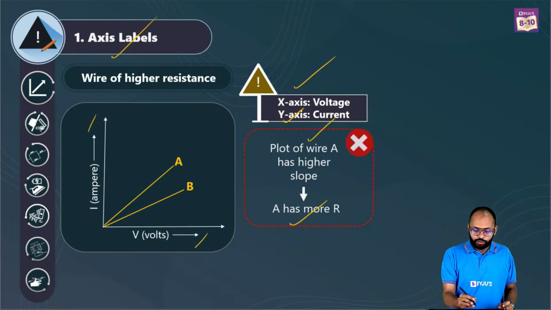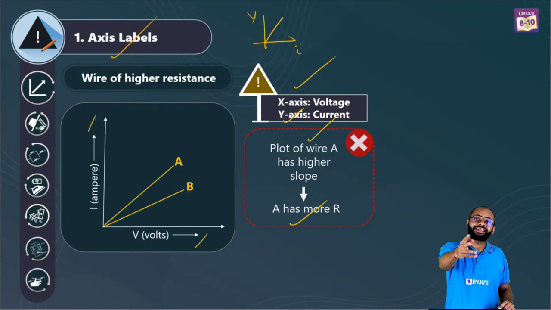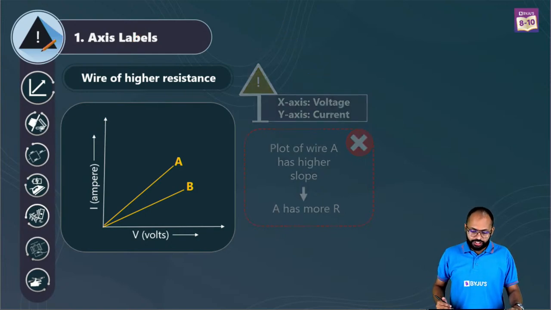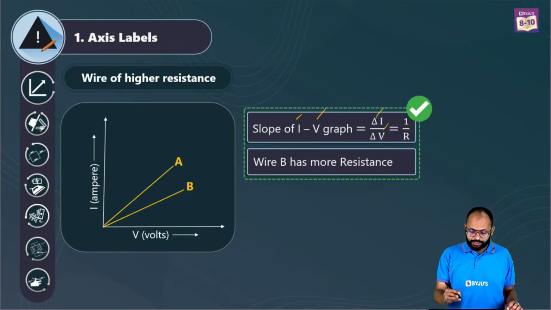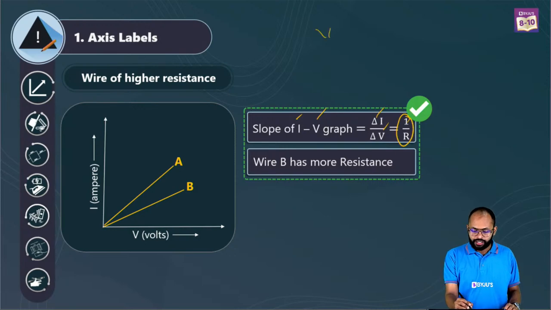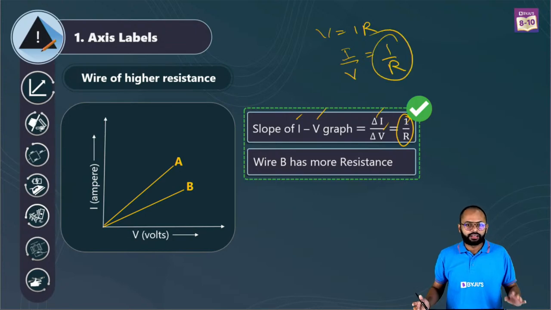Normally, we used to have voltage on the y-axis and current on the x-axis. And that's why we used to say higher slope, higher resistance. But here it is interchanged. If you have an IV graph, that is delta I upon delta V, I upon V, this is 1 upon R, right? V equals IR, which means I upon V is 1 upon R. Lower slope is higher resistance here.